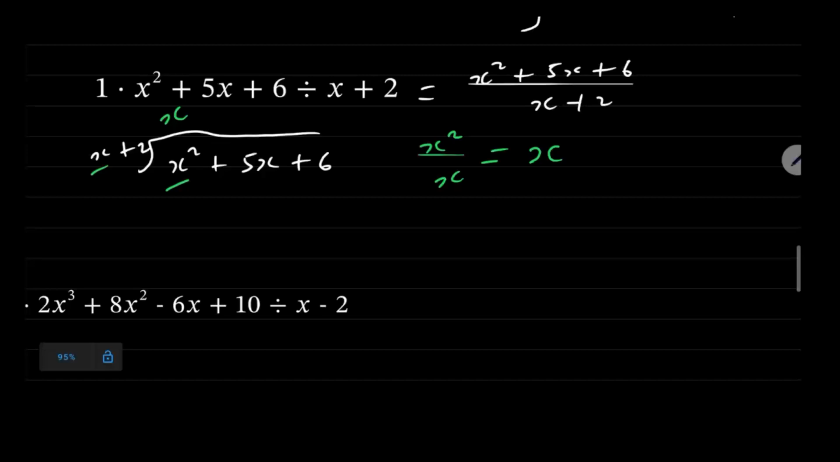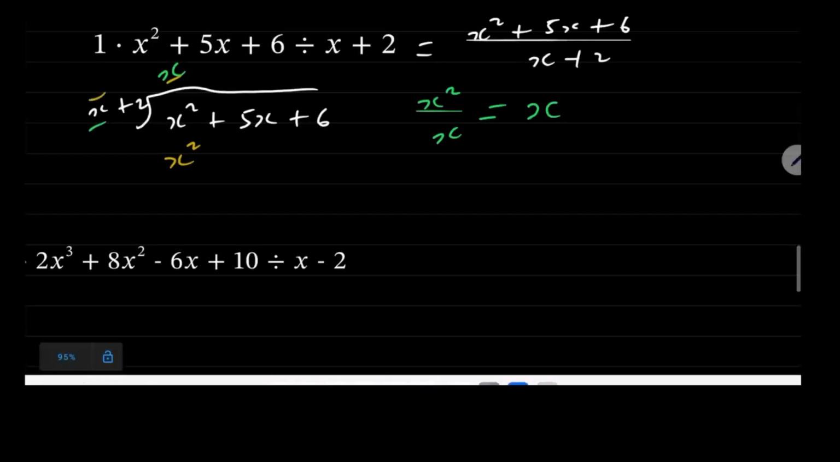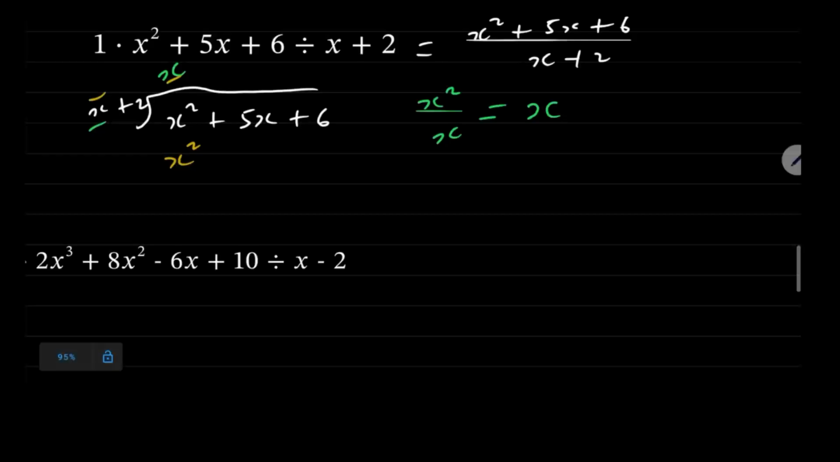What are we multiplying? We are multiplying the x we have together with our divisor. In that case, we are going to have x times x, where we are going to get an x squared. So x times x is going to give us x squared. This x multiplied by this x is going to give us an x squared. And then the same x multiplied by 2 is going to give us plus 2x.